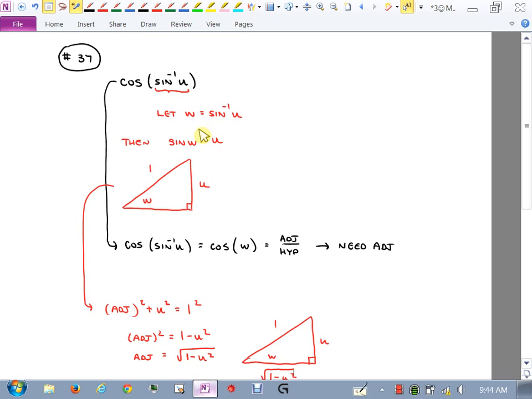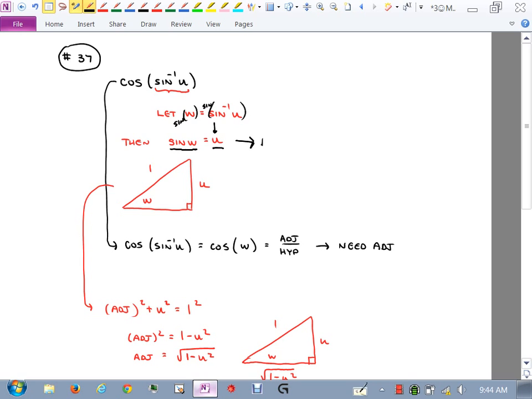Then the next step, I'm going to take the sine on both sides of this equation. So I'm going sine of w on this side, sine of arc sine of u. We know on the right side, putting sine and arc sine together, they wipe out, you should just get u. And on the left side, you still have sine of w.